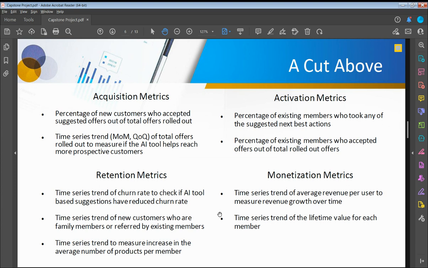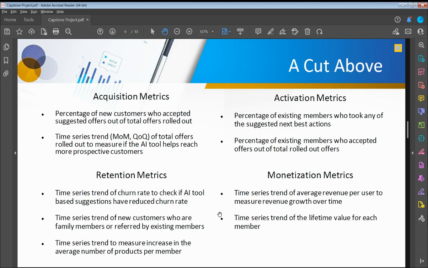The next is activation metrics, and this is primarily focused on existing members, to make sure that existing members are selecting one of the suggested customer actions that they have to take. And if they are able to take one of those suggested actions, that means our AI tool is providing something which is beneficial to them.